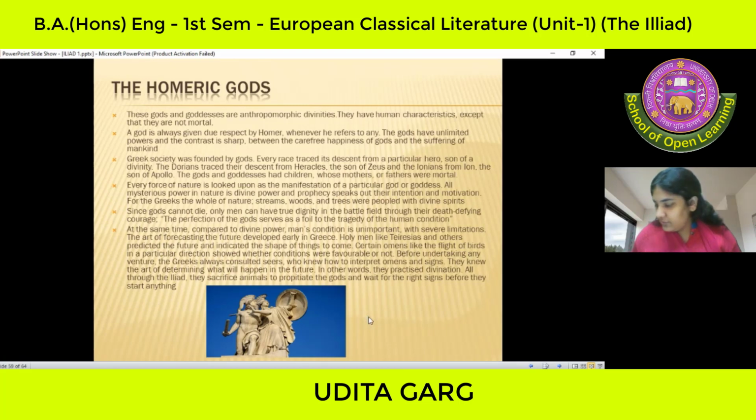So the Homeric gods, a lot of you are asking about the Homeric gods. These gods and goddesses are anthropomorphic divinities. As I already told you, anthropomorphic means they have human characteristics, except that they are not mortal, so they cannot die. But in terms of qualities and flaws, they are endowed with human characteristics. A god is always given due respect by Homer whenever he refers to any. The gods have unlimited powers, and the contrast is sharp between the carefree happiness of the gods and the suffering of mankind.